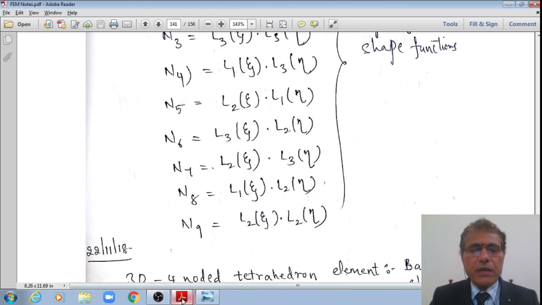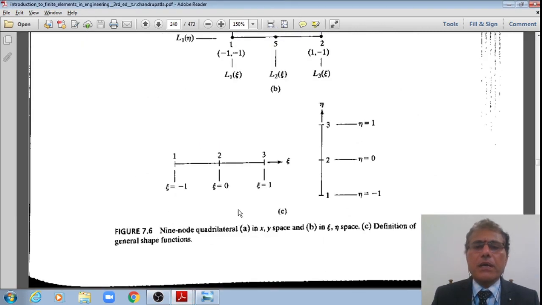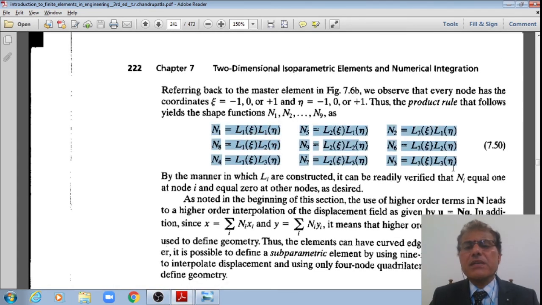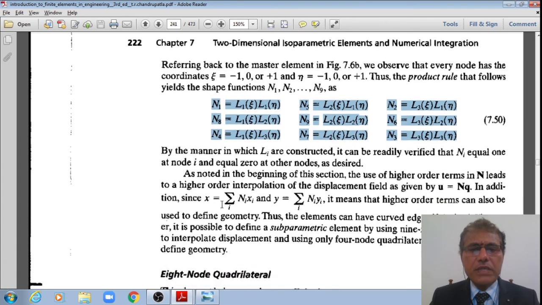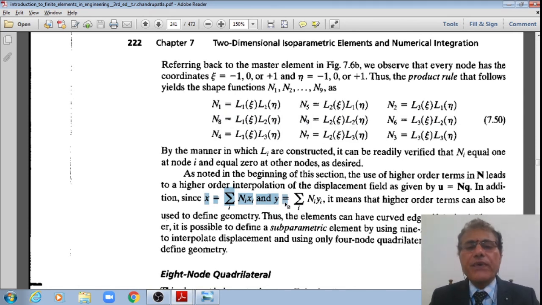If you substitute, then you will get the shape function values, which are the cubic shape functions like this. These are the shape functions, students. Once we write using these product rules, if I go to the formulations, interpolations, I can interpolate the displacement using the same shape functions. Even I can interpolate the geometry using the same shape functions of the same order which were used to define the displacement u is equal to Nq, right?